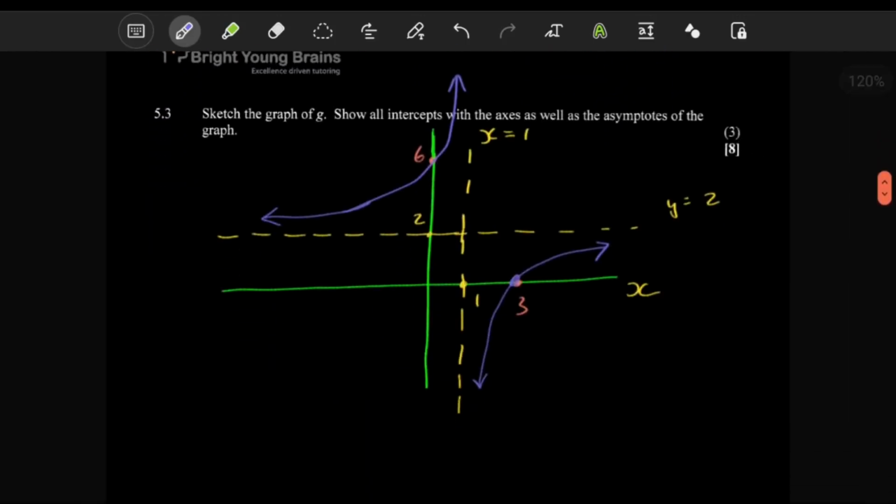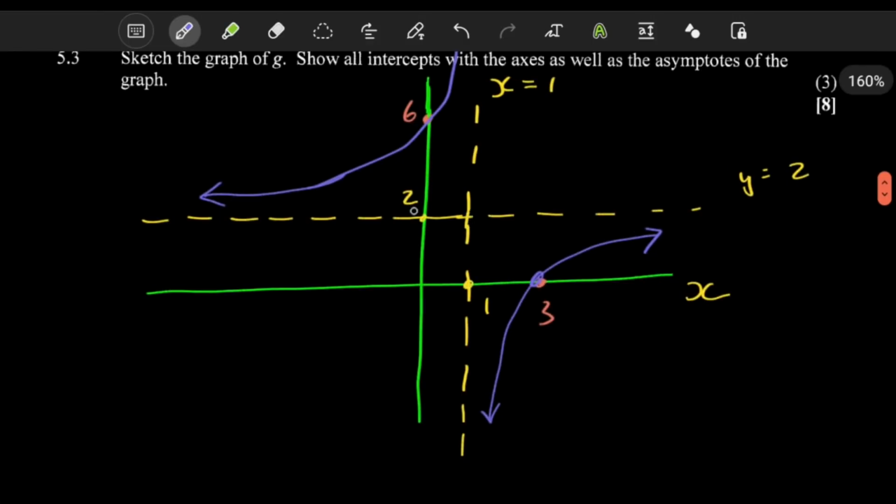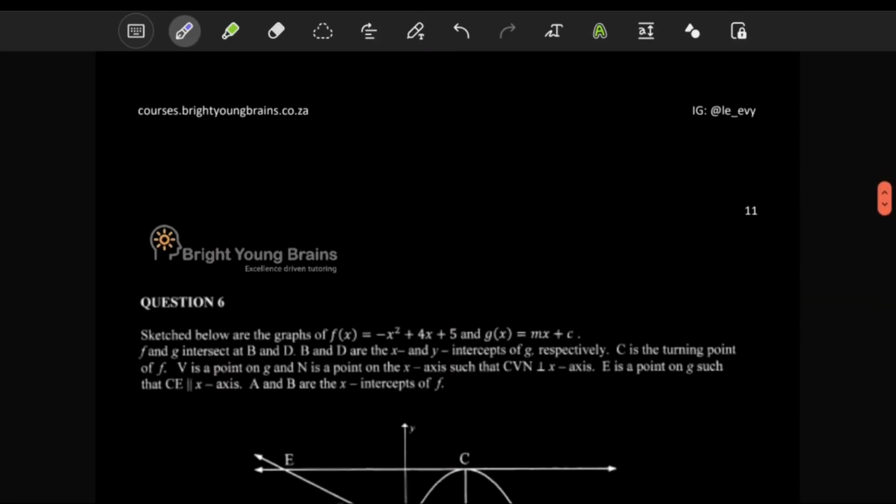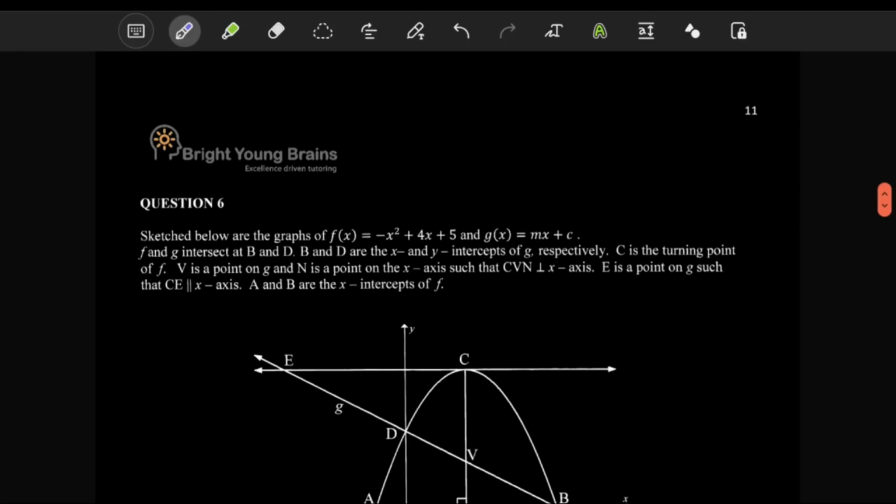And then you're going to get 3 marks because you have your asymptotes, the point there, you have the intercept, and you have the shape. That's going to give you 3 marks. Nothing crazy, nothing major. So let's move on to question number 6.